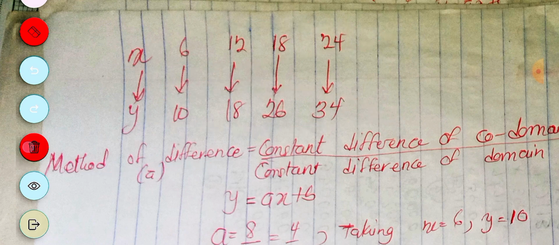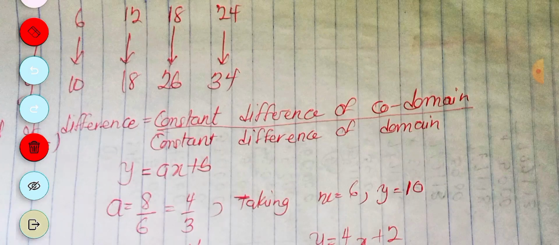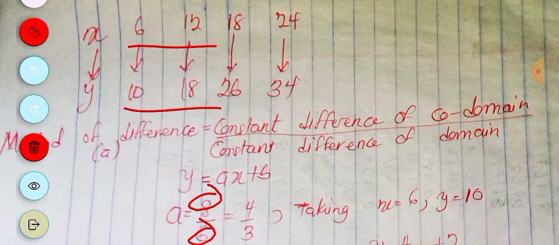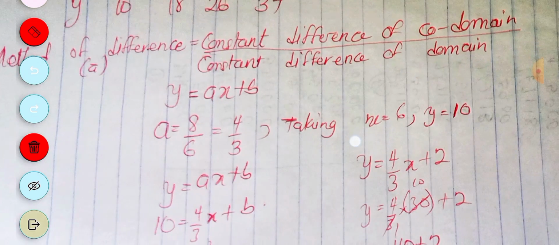So the constant difference of the codomain over the constant difference of the domain. So this is the formula y equals ax plus b, where a is this formula. So I put the constant difference of the codomain, which is 8, so 8 here over 6. That's the constant difference for the domain. Then I had 4 over 3. So my a is 4 over 3.